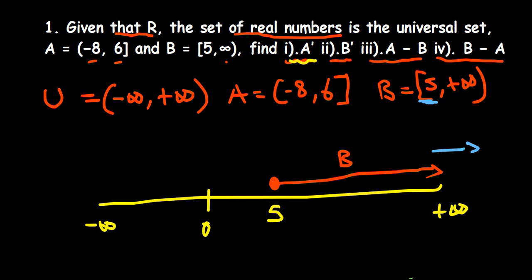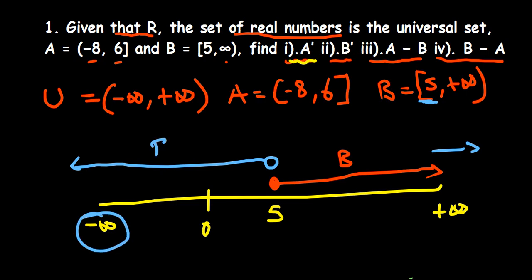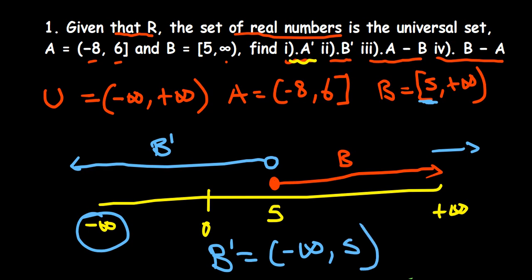So you ask yourself, is this 5 a part of set B? We see that yes, it is. So it means in the B complement, we are not going to have 5. So you draw an open circle on 5 and then you go all the way to minus infinity. So this here will be our B complement. We see that our B complement will just be the set from minus infinity all the way to 5, and this 5 is not included, so we draw a curved bracket like that. So that will be our set B complement.